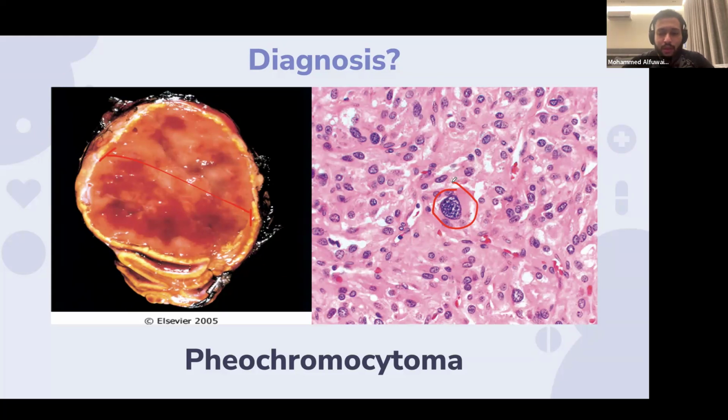Okay? The reason why you give alpha before beta is if you give beta before alpha, the beta receptors will be blocked. All the catecholamines, epinephrine will bind to alpha, which will cause hypertensive emergency. Okay? So you give alpha blockers, such as phenoxybenzamine, and then you give beta blockers after it.